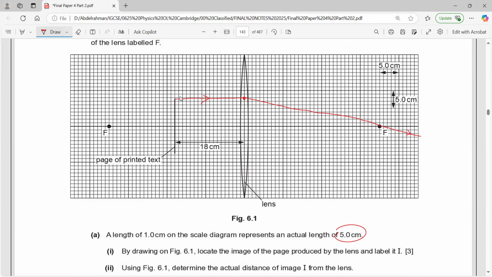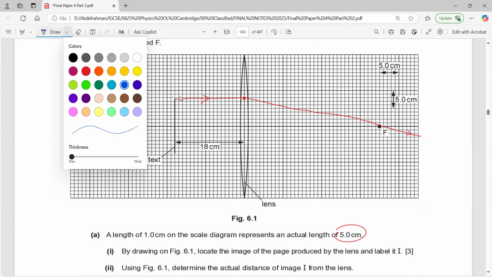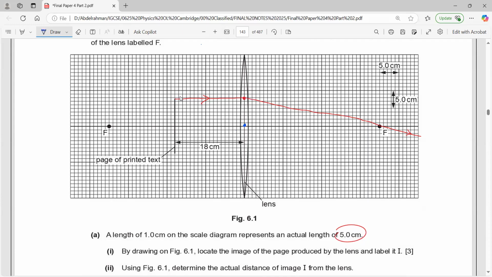The second line could move through the center of the lens. It will pass through the center of the lens and move directly, so it will not refract. And these two lines will not meet on the right hand side. Why? Because the distance between the page and the lens is less than the focal length.